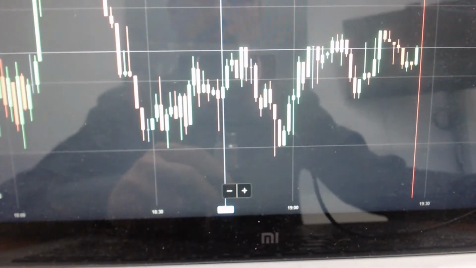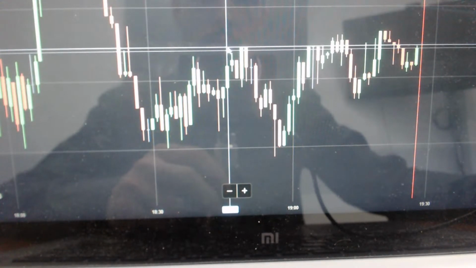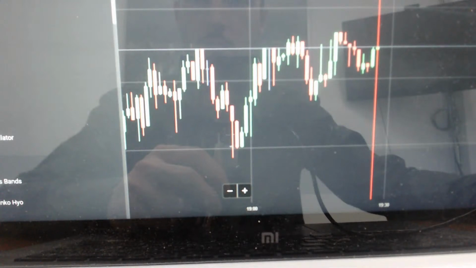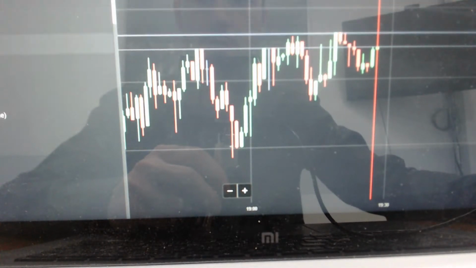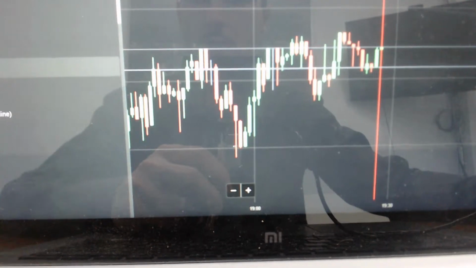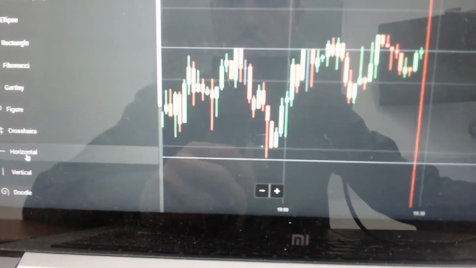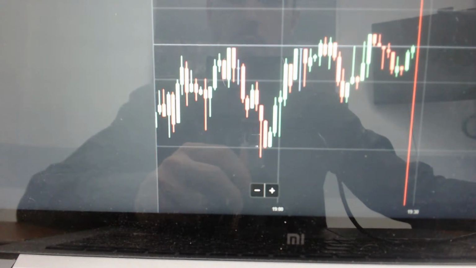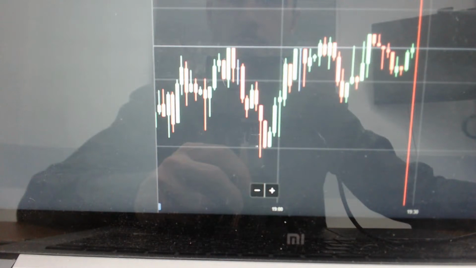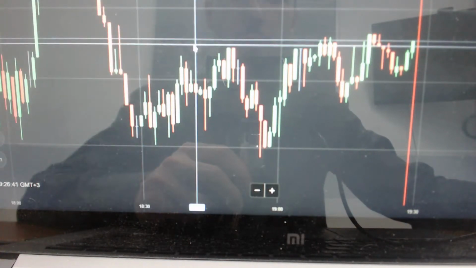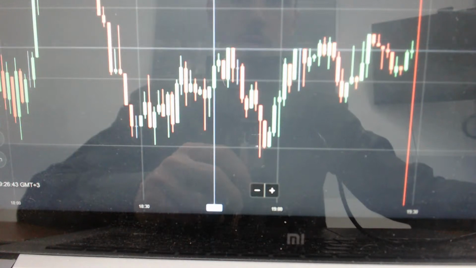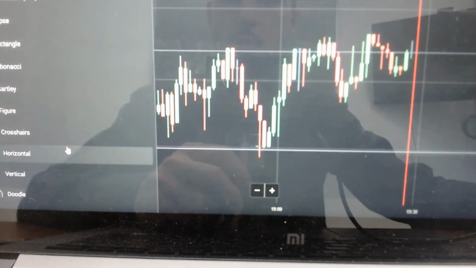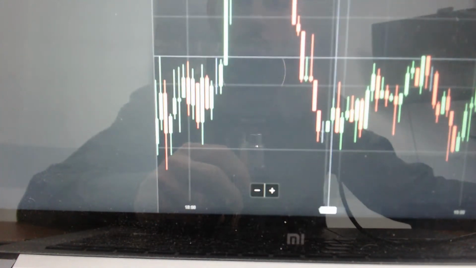Okay, so what do we have here? Here we have the tools. We have lines, rays. I prefer rays. We have the horizontal lines, and let's check the horizontal. So if we have horizontal levels, we put it here. Oh, sorry, it worked a different way now. So we put the level.